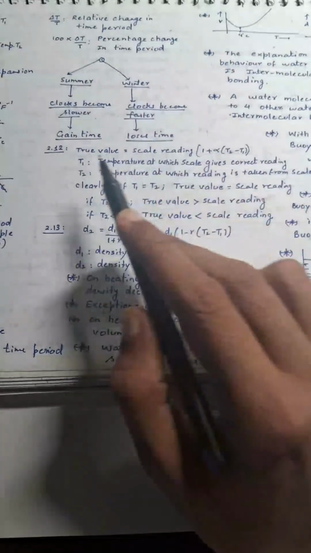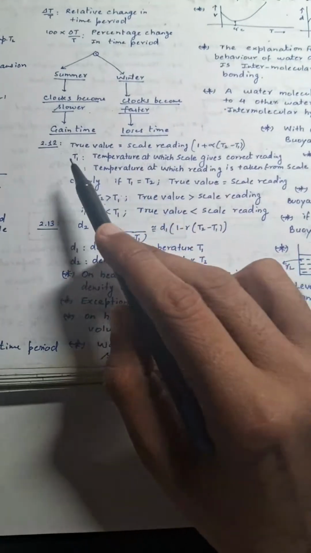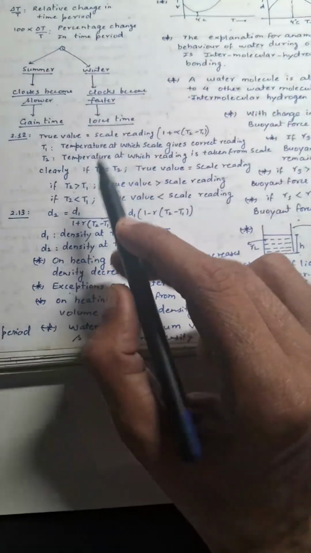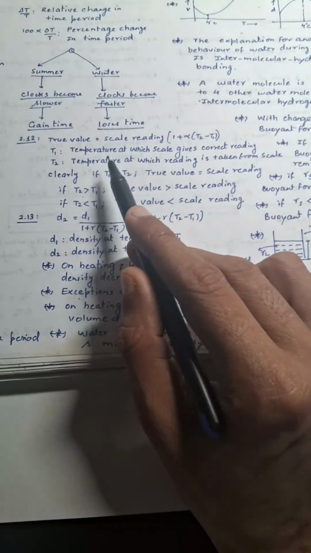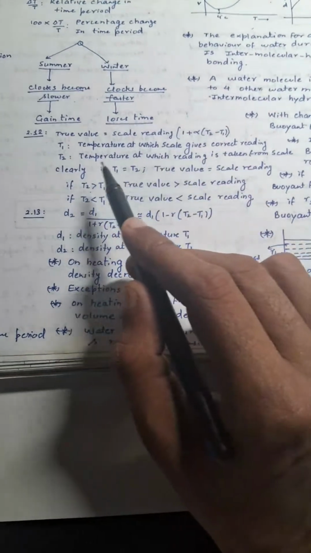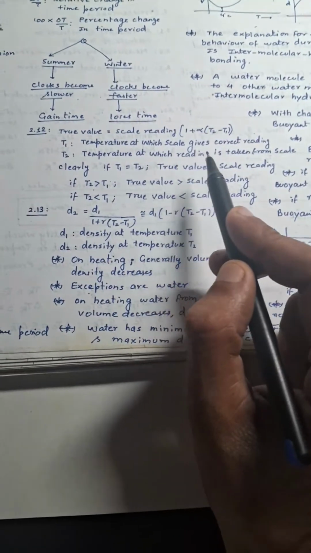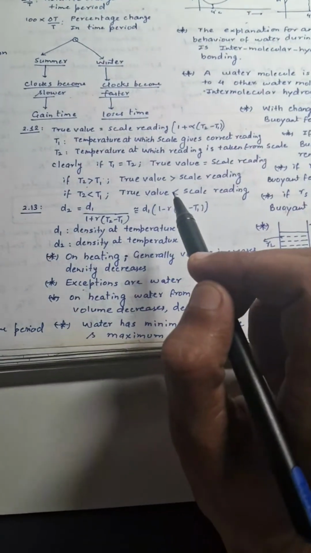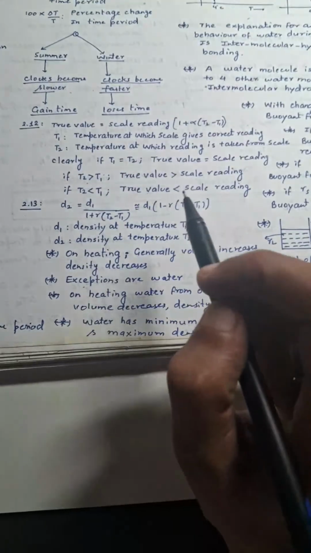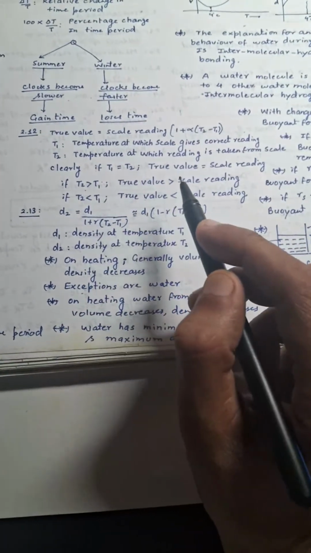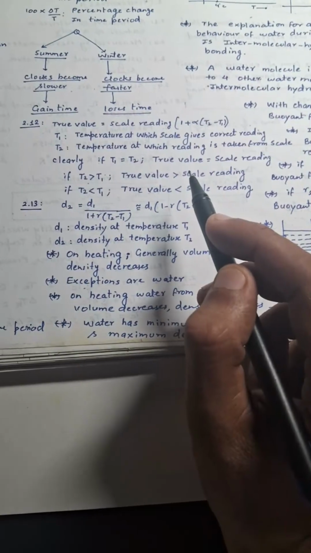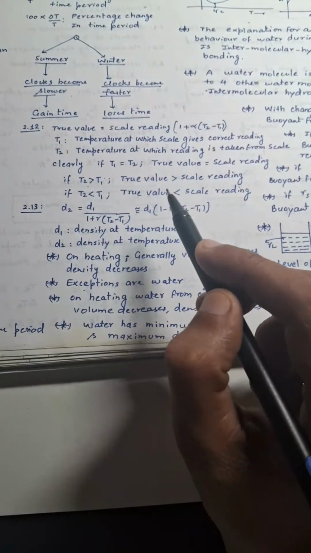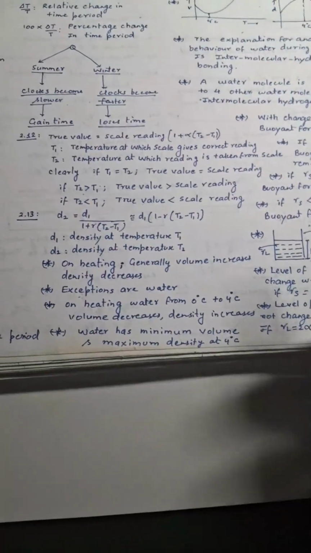Now there is another relation between true value and scale reading. The relation is true value is scale reading times 1 plus alpha (T2 minus T1). Here T1 is the temperature at which the scale gives the correct reading, and T2 is the temperature at which the reading is taken. So clearly if T1 is T2, true value is the scale reading. However, if T2 is greater than T1, then true value will be greater than the scale reading. And if T2 is less than T1, then true value will be less than the scale reading.